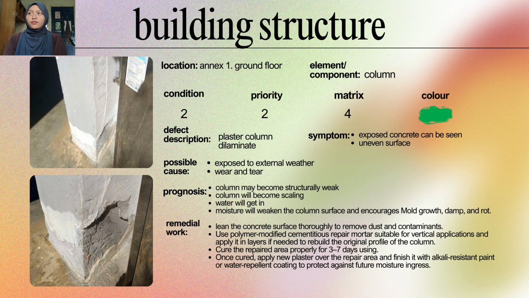The next defect was found at Annex 1 ground floor. The element is column. The condition is 2, which is routine. The priority is also 2, routine. The metric is 4. Color is green, which is good. Defect description is plaster column delaminate. The symptoms that we found are exposed concrete can be seen, uneven surface.